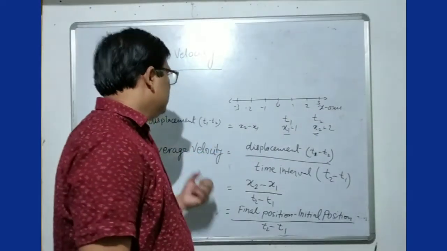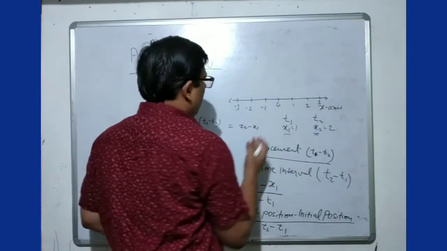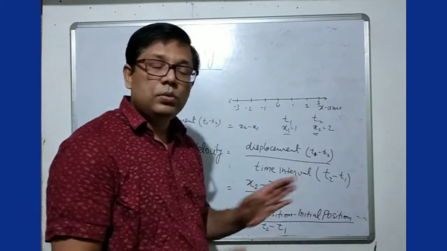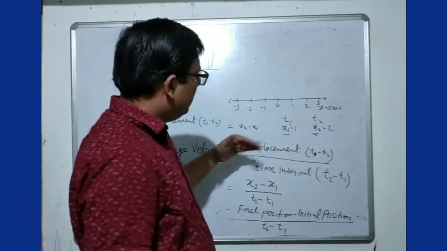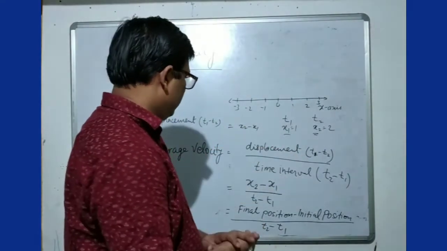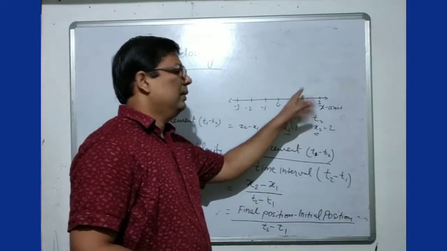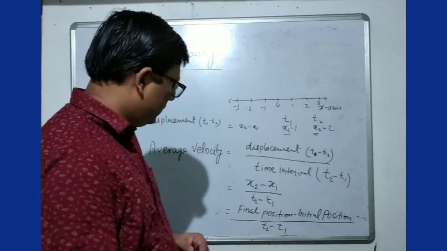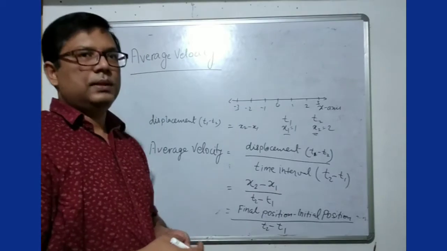What is the meaning of this average velocity? It gives the displacement per time interval t2 minus t1. So this will give an average figure of the velocity. But the velocity can be different at different points. So let us consider that as velocity after some time. Let us see the nature of this average velocity.